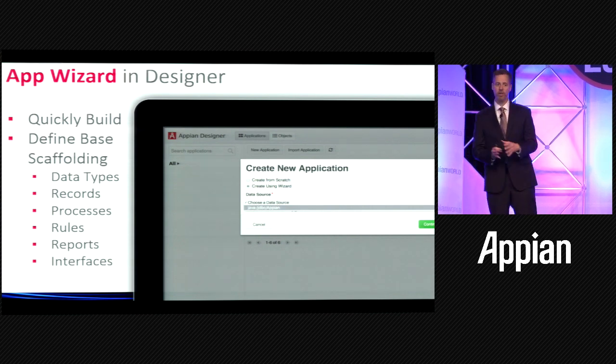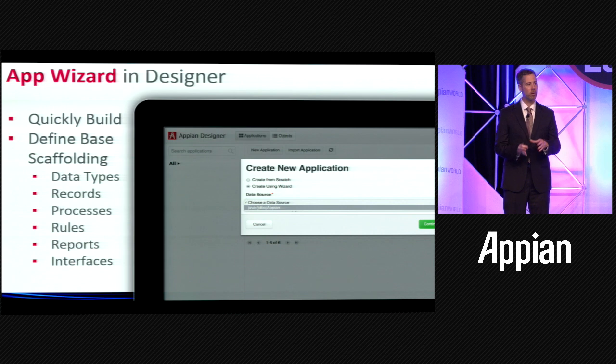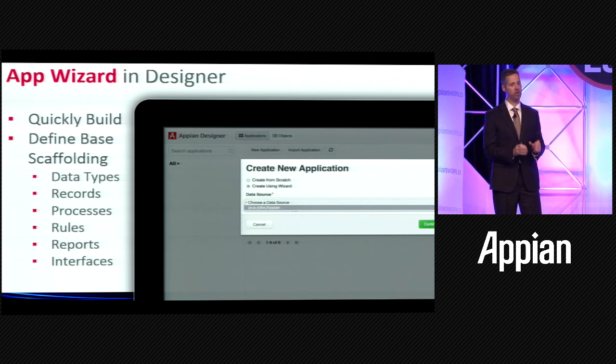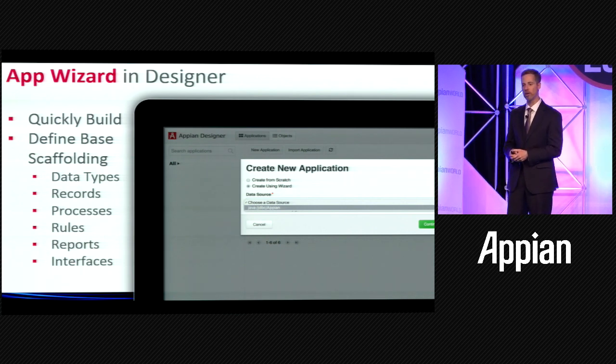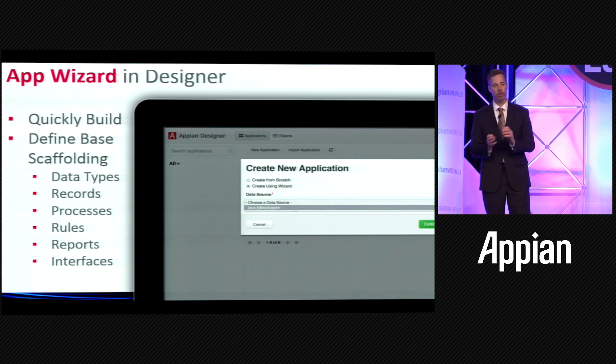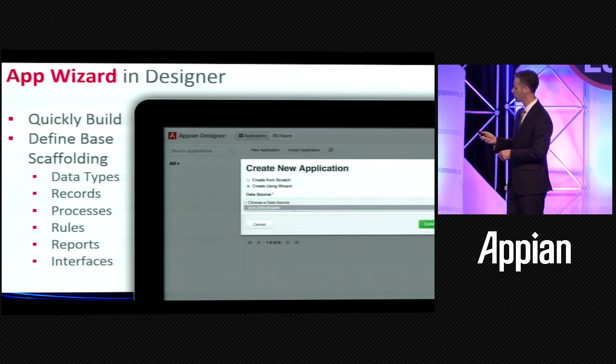Now, there's another experience of Quick Apps, which is very similar, called the App Wizard. The App Wizard is the full design time experience. The one difference between Quick Apps and the App Wizard in 16.2 is this screen right here, where you see the ability to define the data source.